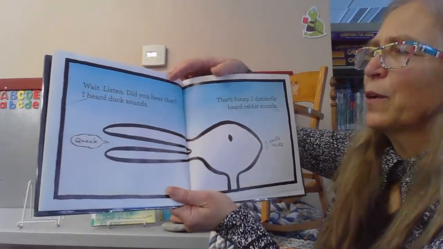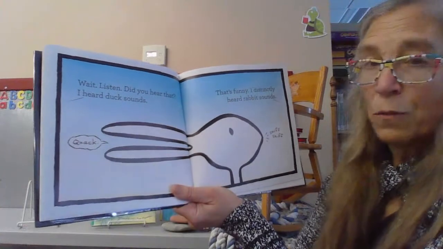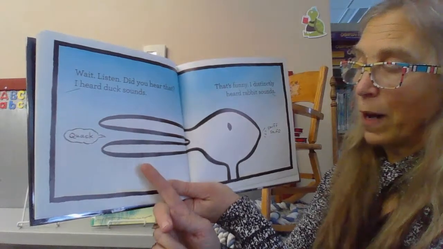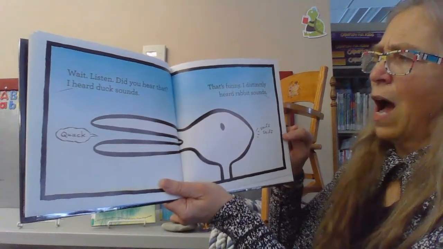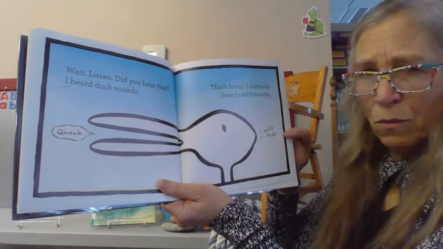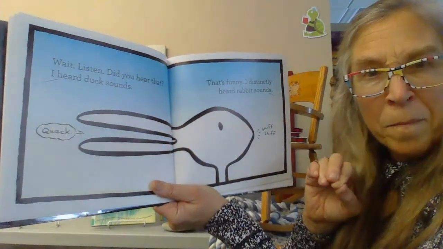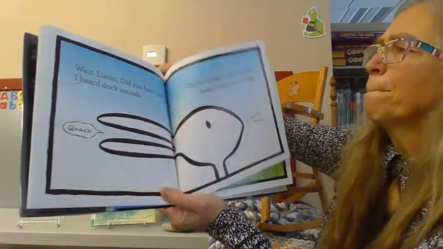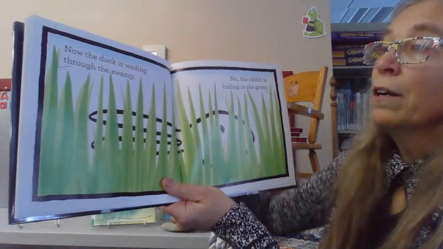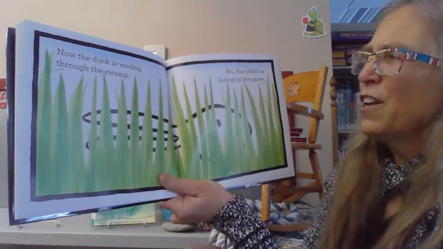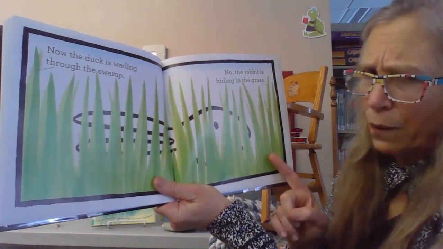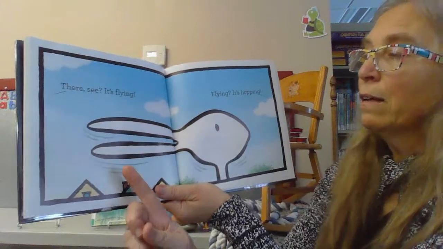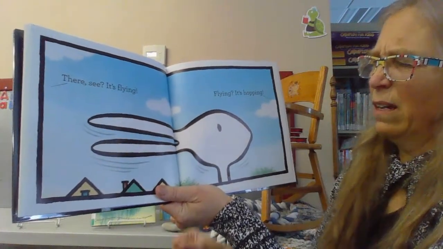Wait, listen. Did you hear that? I heard duck sounds. What does a duck say? Can you do it? Wah, wah, wah, wah, wah. Duck sounds. Well, that's funny. I distinctly heard rabbit sounds. What sound does a rabbit make? Can you sniff? Do they sniffle with their noses? Sniffle, snuffle, sniffle, snuffle. Now the duck is wading through the swamp. No, the rabbit is hiding in the grass. There, see? It's flying. Flying? It's hopping.